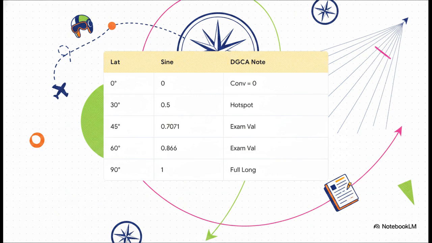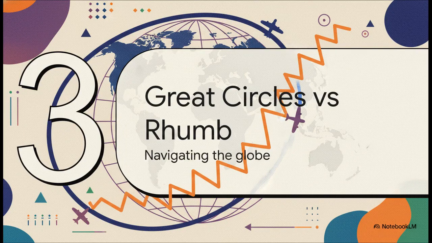If you've got a pen, write this down right now. Memorizing these common sine values, and I'm talking especially about the 0.5 value at 30 degrees latitude, is going to save you precious, precious minutes on exam day. You won't even have to punch it into your calculator. You'll just instantly know it. Let's see how these math formulas actually dictate the physical path of your aircraft.